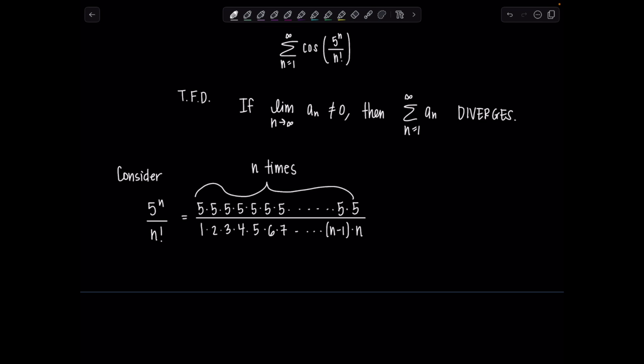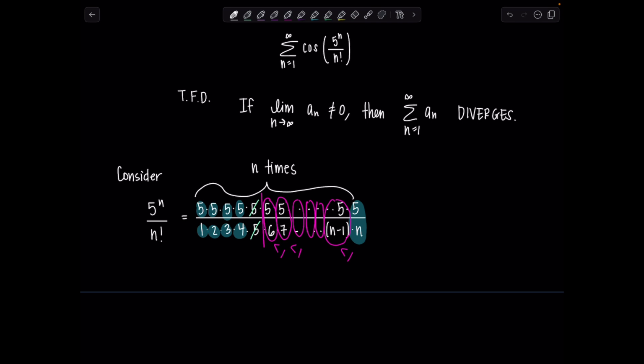And I want to group them in a strategic way. I want you to observe something to the right of the pink line that I just drew. If I group these terms together, 5 over 6, that's less than 1. 5 over 7, that's less than 1. All of the rest of the pairings are going to be less than 1. Can you see that? Good. Now to the left of the pink line, these 5's cancel. And then all of these terms I'm just going to keep with me, as well as 5 over n.